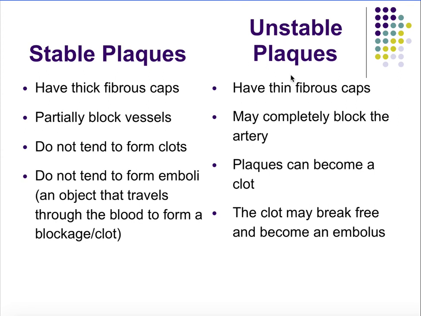An unstable plaque is unstable because instead of having a thick fibrous cap, it has a thin fibrous cap. So it can really balloon and grow, and so it may completely block the artery and cause a clot to form, so blood won't flow. In addition, that clot can break off and form an emboli and cause a blockage somewhere else. So, which would you think is more dangerous? Either plaque we really don't want, but something that can break off or completely block blood flow is obviously going to be more dangerous, or unstable plaques.